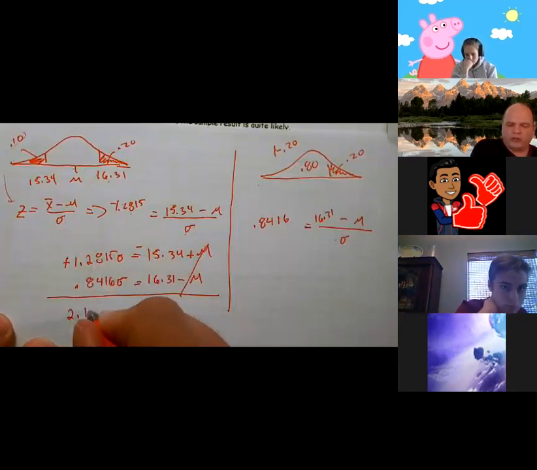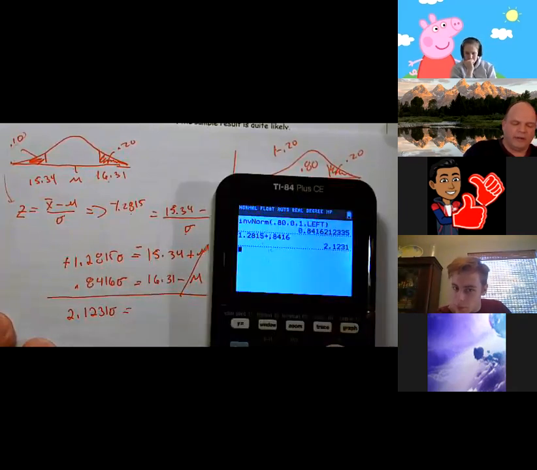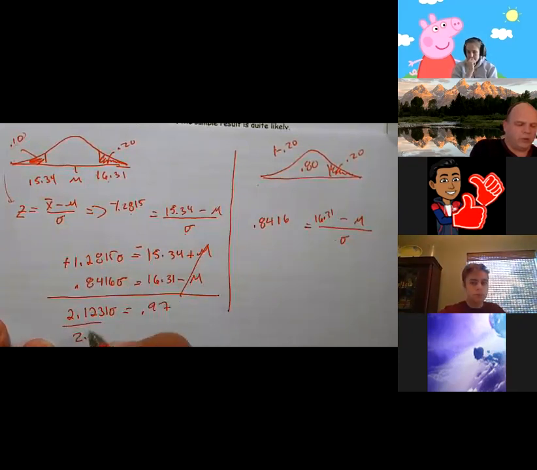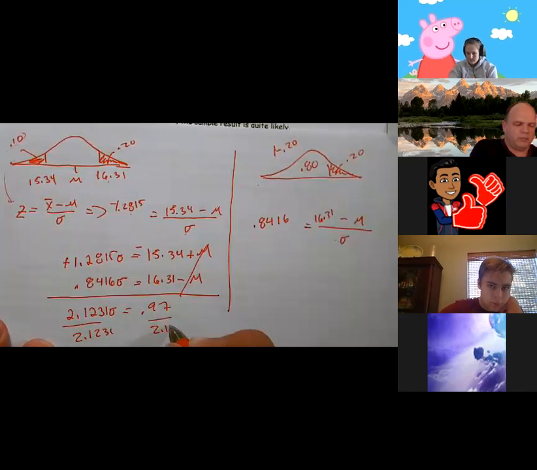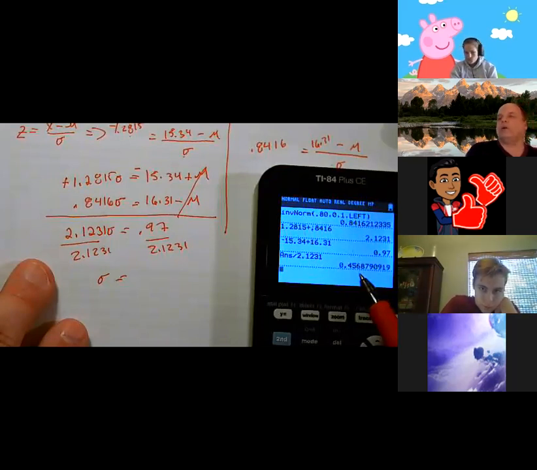You're like, Mr. Spencer, you didn't teach us how to do systems of equations. No, I didn't. Your algebra teacher did. And then we have negative 15.34 plus 16.31. And I end up getting 0.97. Divide both sides by 2.1231. And sigma will equal 0.97 divided by 2.1231, 0.4568.